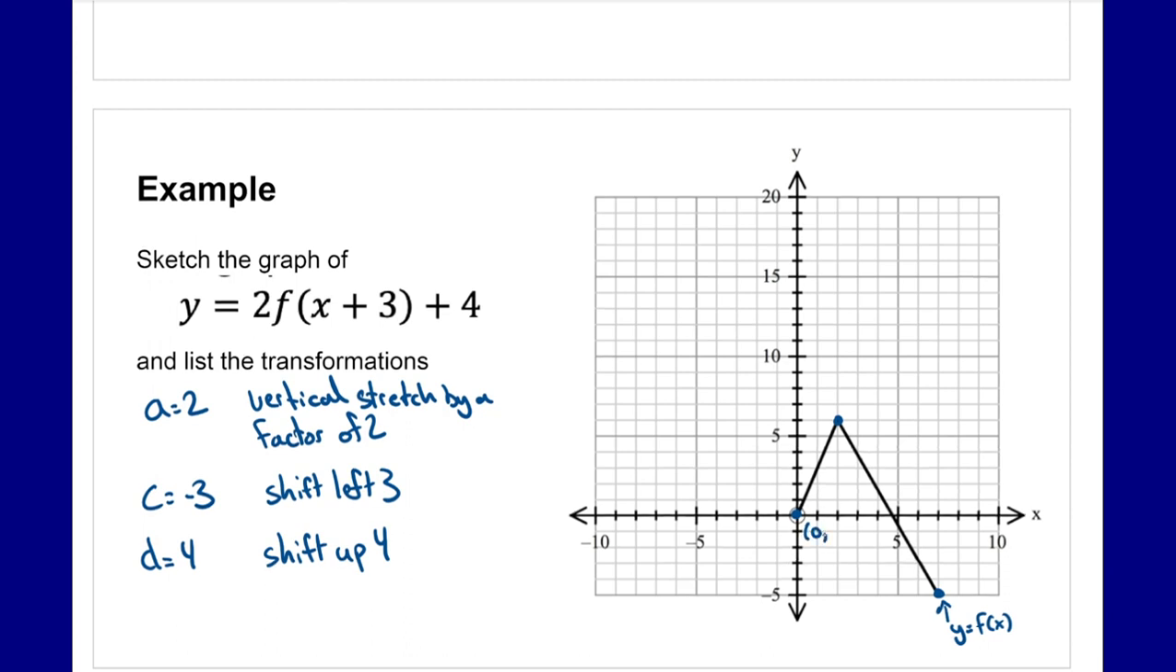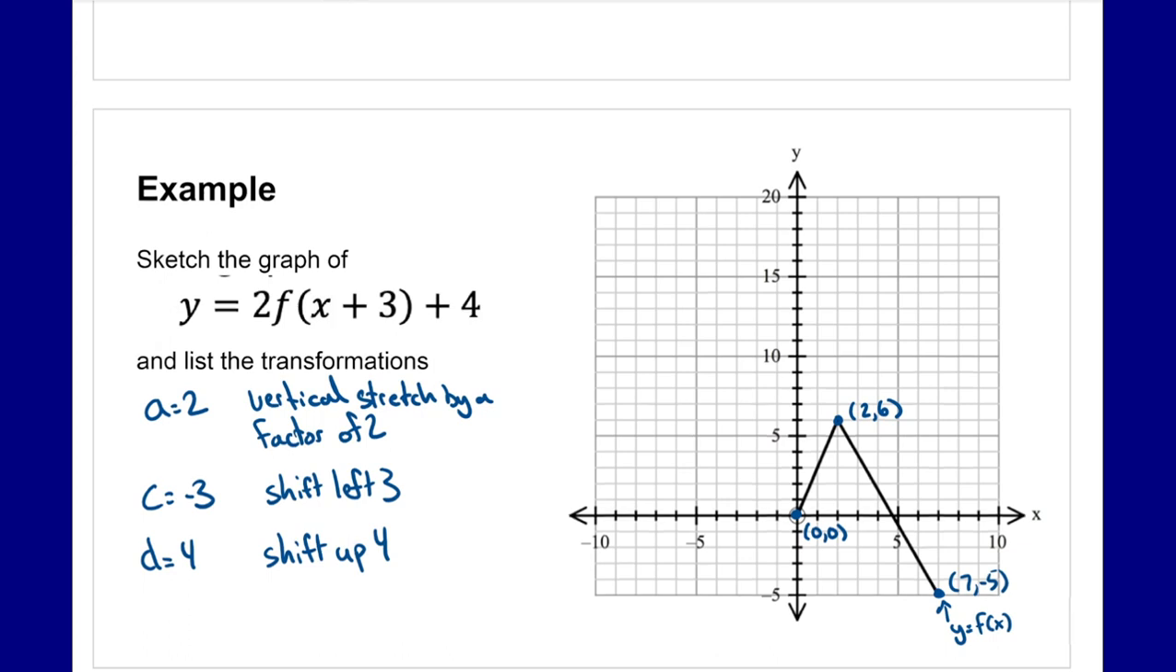So it does help to know the values. So (0, 0), this is (2, 6), and this would be (7, -5). So the first thing I need to do is apply a vertical stretch by a factor of 2. That means I need to take all the y values and multiply them by 2.